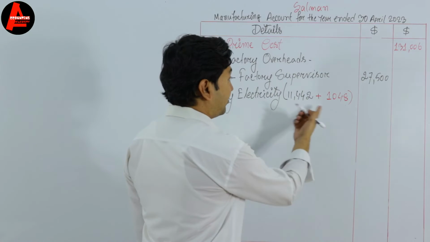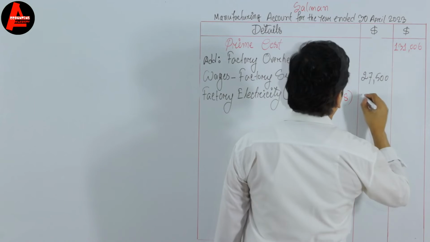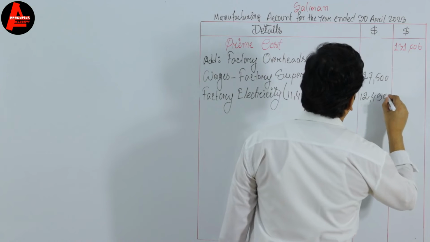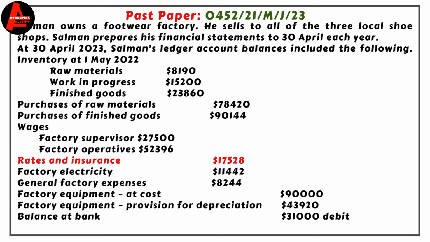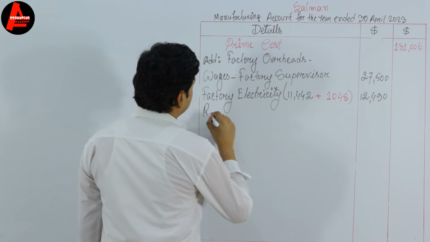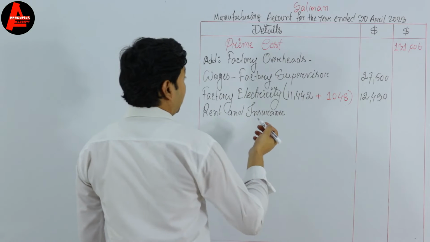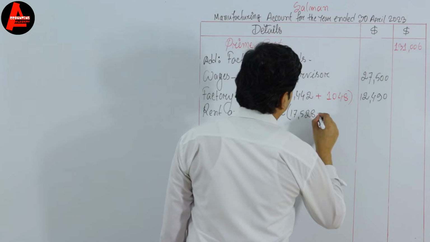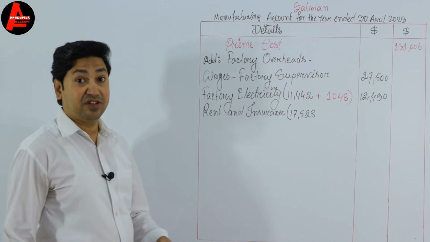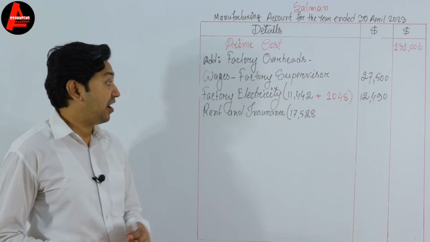So now if we sum up these 2 amounts here, we get $12,490, okay? Great. So what is our next item here? So here we have rates and insurance. It is $17,528, okay? So this is our another factory overhead. So let us write here rates and insurance, okay? So it is here 17,528, okay? So again we wrote here because we have an adjustment related to this item, okay?